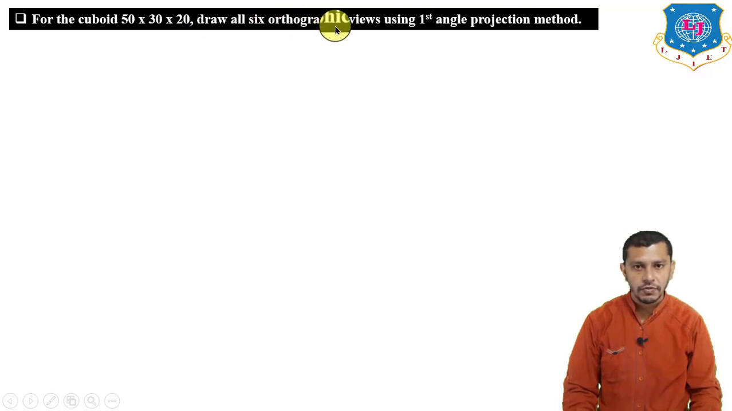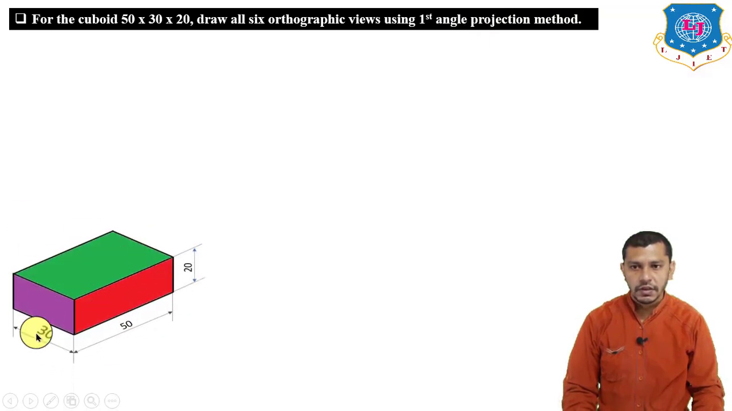We have to draw all 6 orthographic views, that means front view, top view, bottom view, left hand side view, right hand side view and the rear view of the cuboid by using the first angle projection method. So this figure shows the cuboid having length 50, width 30 and height 20. Right now we will start with the front view, top view and the left hand side view, because these are visible in this figure.